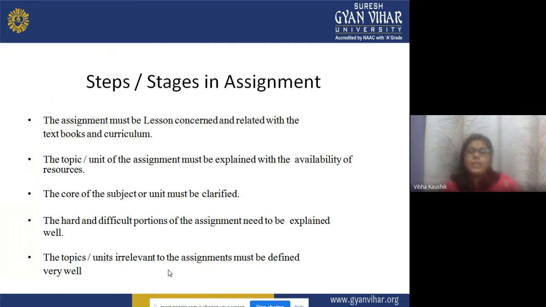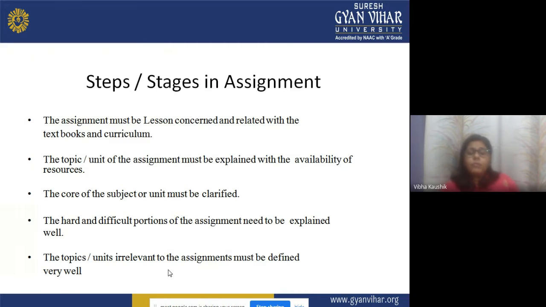Now, steps and stages in assignments. The assignment must be lesson-concerned, meaning the assignment given by the teacher must be related to the lesson which he or she has taught to the learner, and related to the textbooks and curriculum. It should be related to the content which the teacher has taught, the textbooks from which the teacher is teaching, and the curriculum of that particular grade. The topic and unit of the assignment must be explained with the availability of resources.